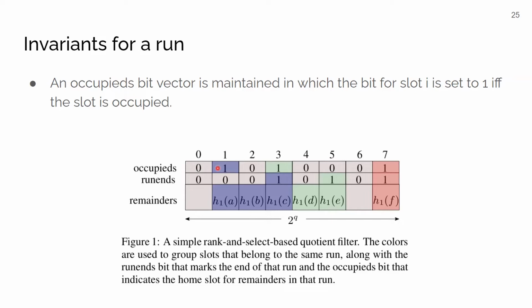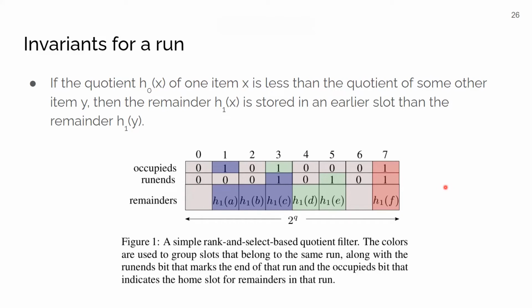So for example, for the purple run, we have the occupieds bit of index 1 set to 1, which means there exists a run which has the quotient of 1. And then the remainders are h1a, h1b, and h1c. And since h1c is the last remainder, we have the runends bit set to 1 for the purple run. Similarly, for position 3, we have the green occupieds bit set to 1, which means there exists a run which has the quotient 3. And similarly, the last remainder of the green run is h1 of e, and so we have the runends bit set to 1. For the red run of length 1, we have both the occupieds and runends bits set to 1.